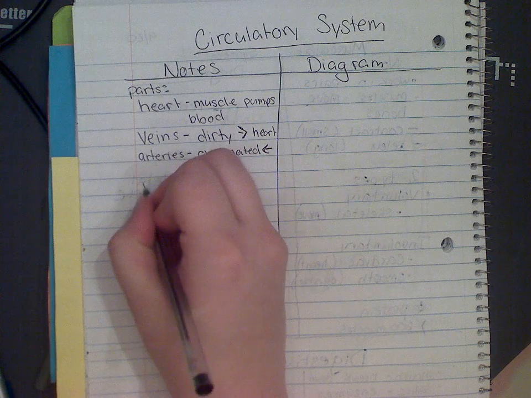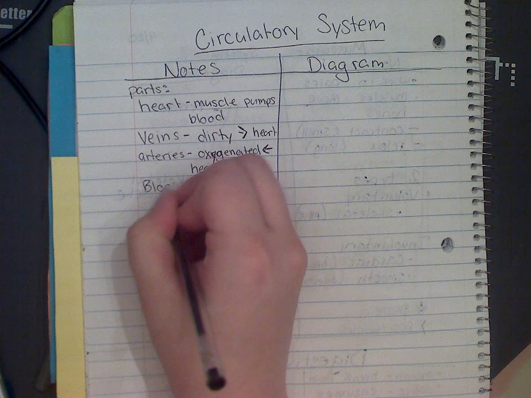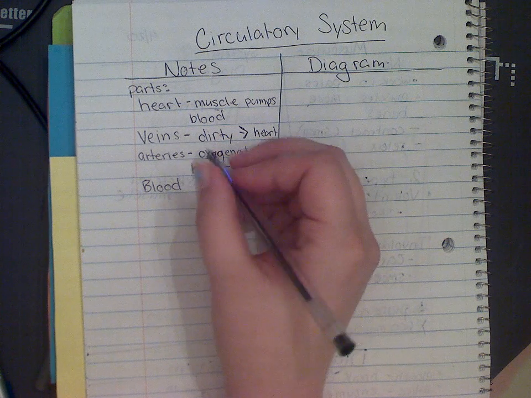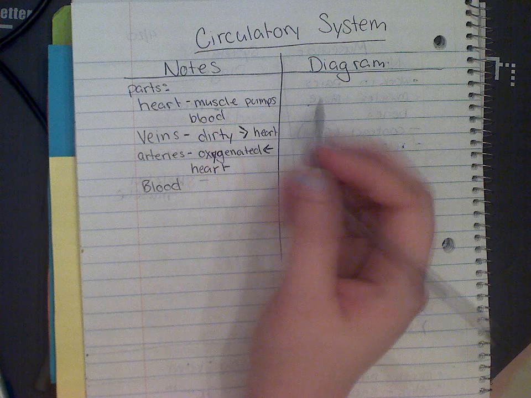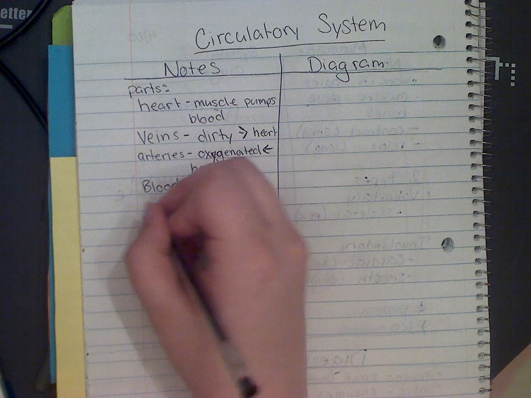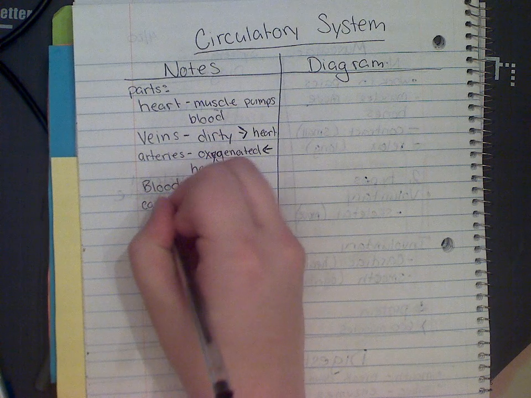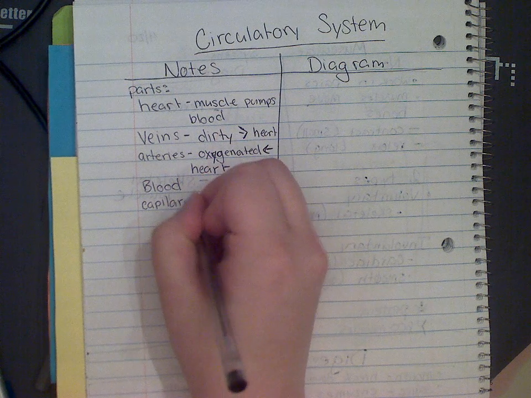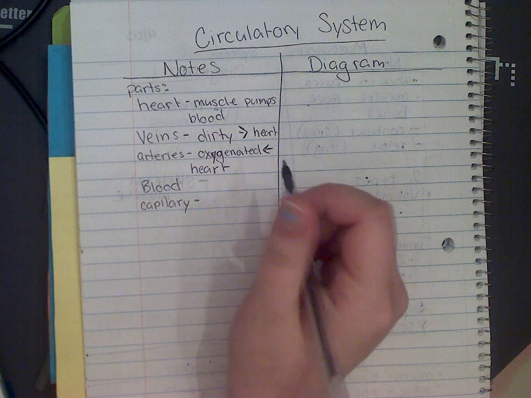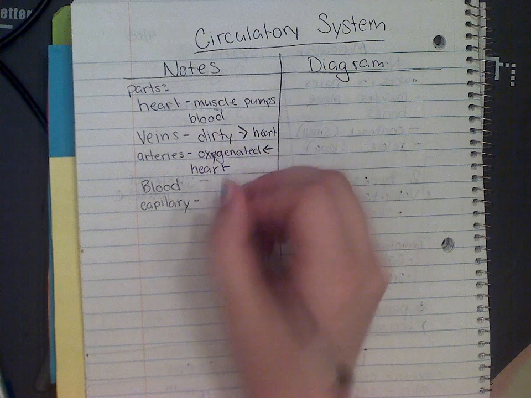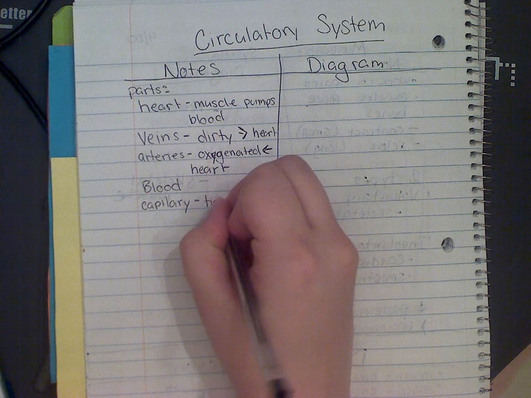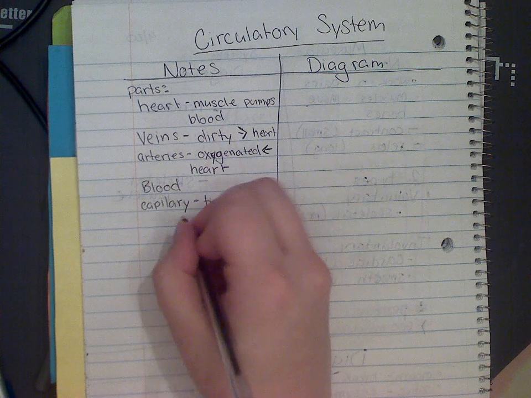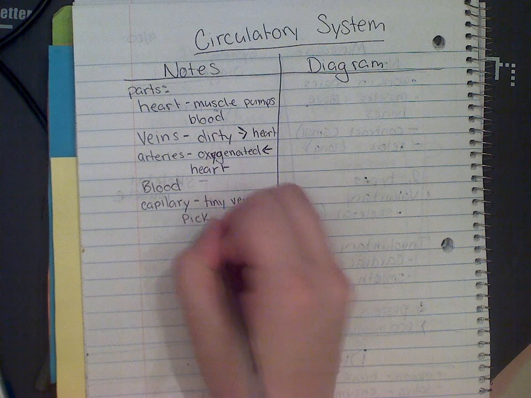And then of course you have your blood. There are lots of different parts of your blood. You've got red blood cells, white blood cells, plasma, different things, but you have your blood. And there are these little things called capillaries. A capillary is a teeny tiny vein, and those are the ones that pick up the oxygen. So, tiny veins that pick up oxygen.